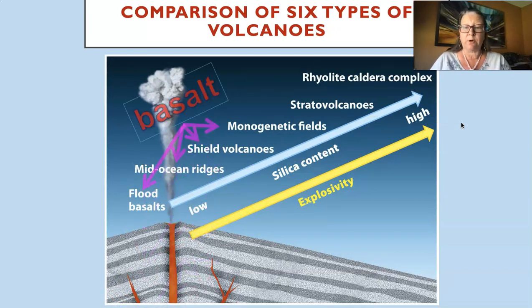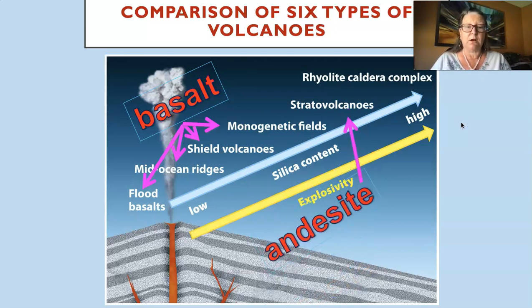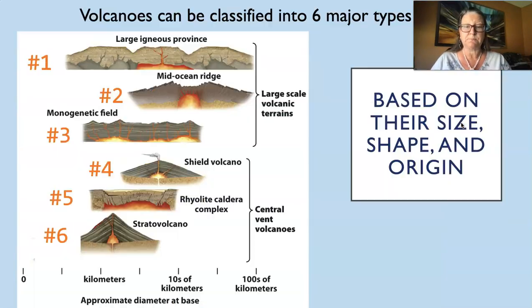So the first 4 we're going to look at are all basalts. And we've looked at 2 of these before. We've looked at mid-ocean ridges when we talked about plate tectonics, and we looked a little bit at shield volcanoes in the last video. We haven't talked about flood basalts or monogenetic fields, and we'll do that in this video. Stratovolcanoes are made of andesite. And then rhyolite caldera complexes are rhyolite volcanoes. So those are the 6 we're going to go through.